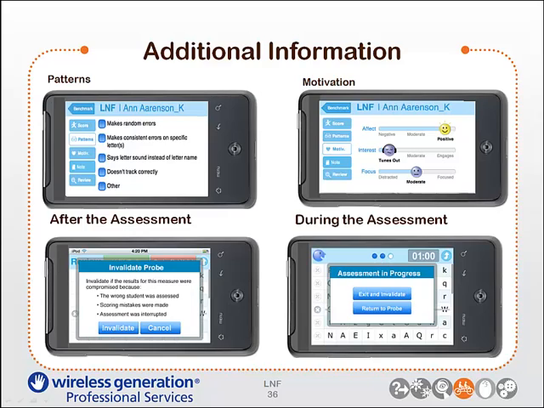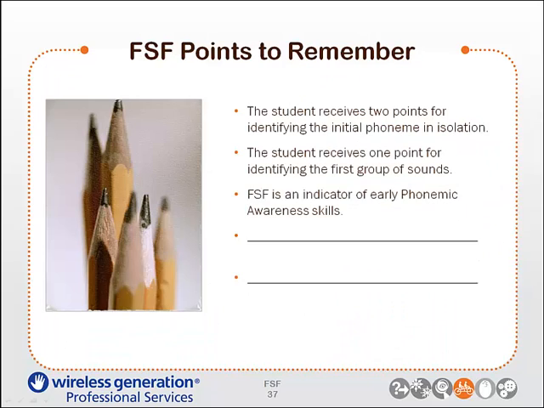Here are a few points to remember for FSF. The student receives 2 points for identifying the initial phoneme in isolation. The student receives 1 point for identifying the first group of sounds, and FSF is an indicator of an early phonemic awareness skill.